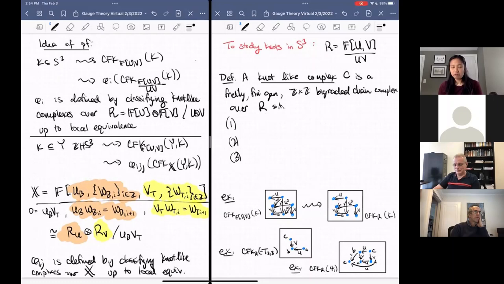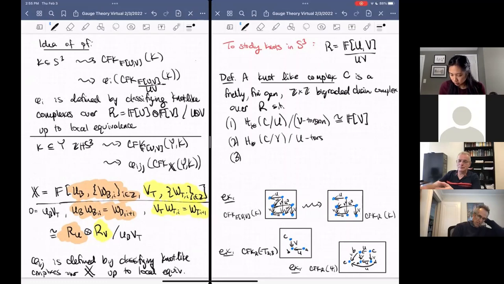So the three properties that they should have are that if I take the homology of the complex mod U, and I quotient by the V torsion submodule, this will be a rank 1 F[V] module, and vice versa for U and V flipped. I should again get a rank 1 F[U] module.